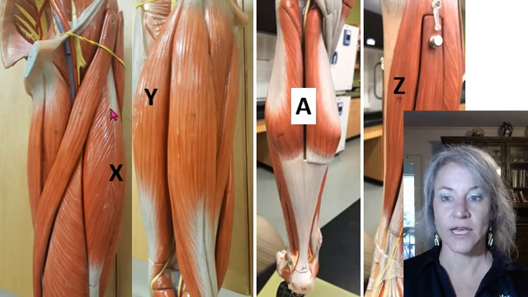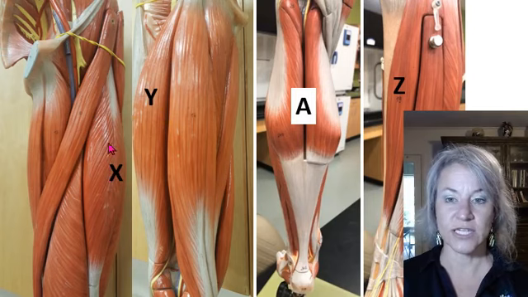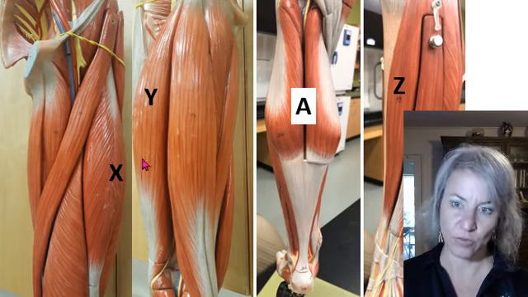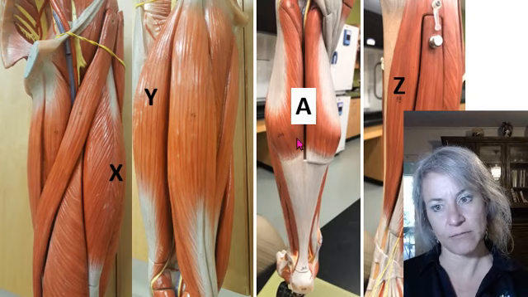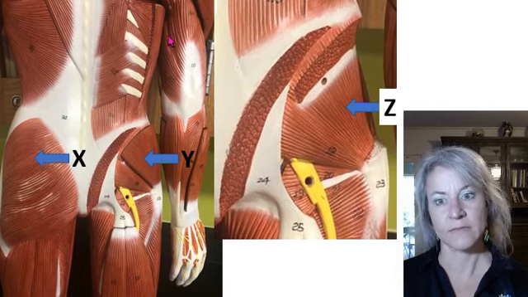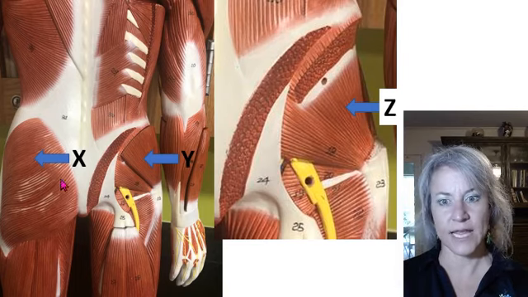Now with this one you're going to pause the video, but with this one, the X, you're not just going to name that muscle, but also name the group of 4. With Y, give me the name of the group of 3, and give me the name of the muscle Y. Give me the name of the muscle A and Z. Pause and name X, Y, Z.